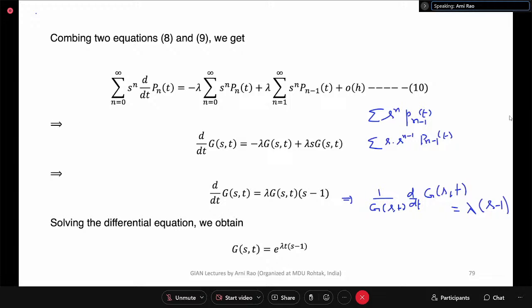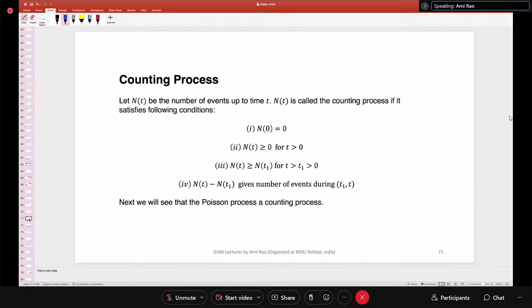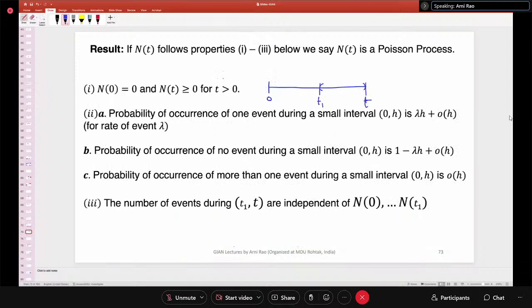So, a quick recap: we took the counting process, we defined the properties of the counting process, and then we wanted to show that Pn is a Poisson process with parameter lambda t. This Pn t is given like that. Then we showed that given the counting process with all three properties, this is nothing but the Poisson process.